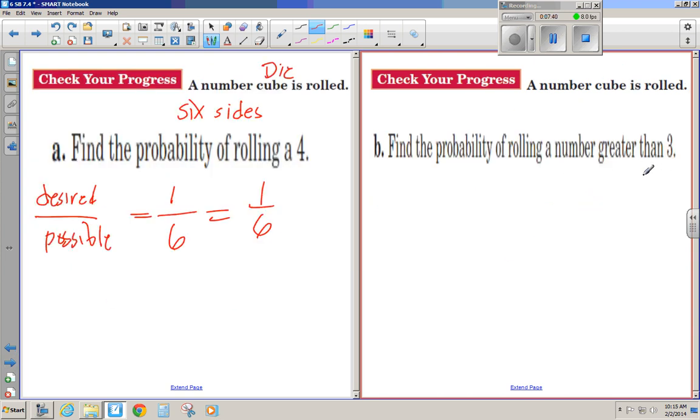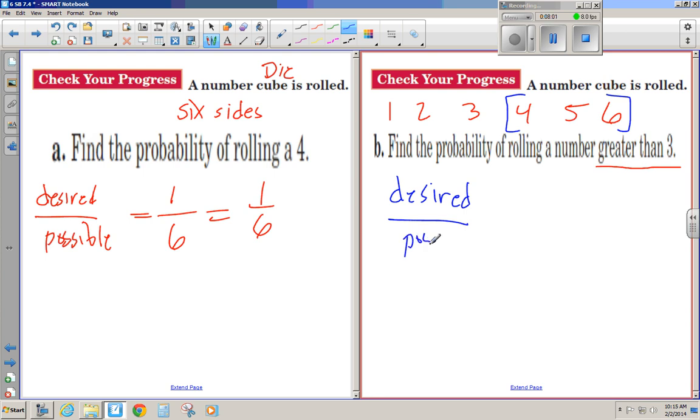A number greater than 3. All right, let's think about this. 6 sides, numbers 1, 2, 3, 4, 5, 6. We need a number greater than 3. So that means we can use 4, 5, or 6. So the desired outcome over the possible shows that there are 6 possible outcomes, but 3 of them are what we're looking for. So that means 1/2 is our probability.